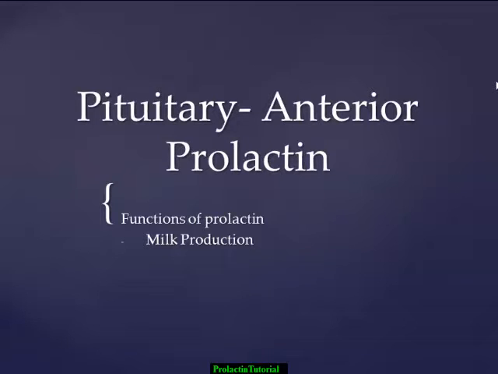We'll also look at the effects of prolactin on the ovary as it relates to the female system. We'll then address whether prolactin is protein or lipid based, as that indicates how it'll function. And then we'll look at the hypo and hypersecretions of prolactin.